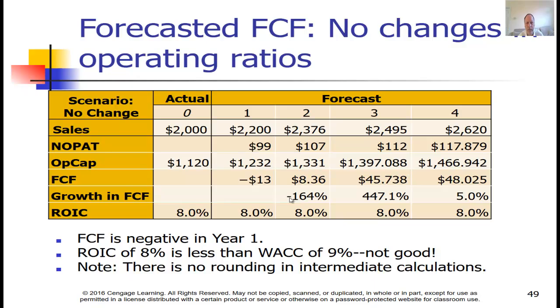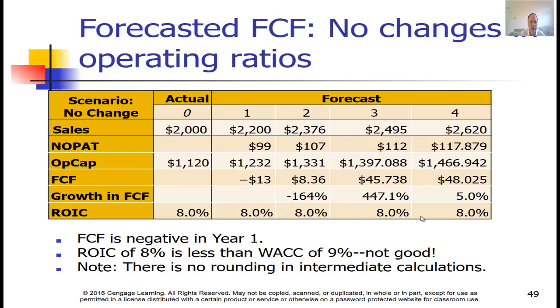To get the growth in free cash flows, you take final minus initial divided by initial, or this minus this divided by this gives us negative 164%. And this number comes from this minus this divided by this, etc. So free cash flow is growing at these rates in each year.